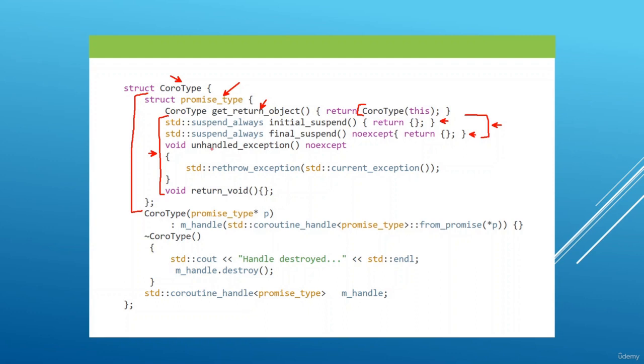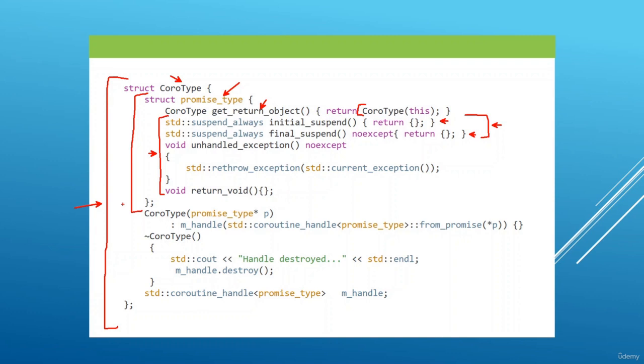We also have an unhandled exception method, which is going to rethrow exceptions we throw in our coroutine and make them visible to whoever called our coroutine, mainly from our main function, because that's where we're going to be calling our coroutine here. If you have these member functions in, your class here is going to be an official coroutine you can use with the co-await operator, for example. Take a moment to make this sink in.